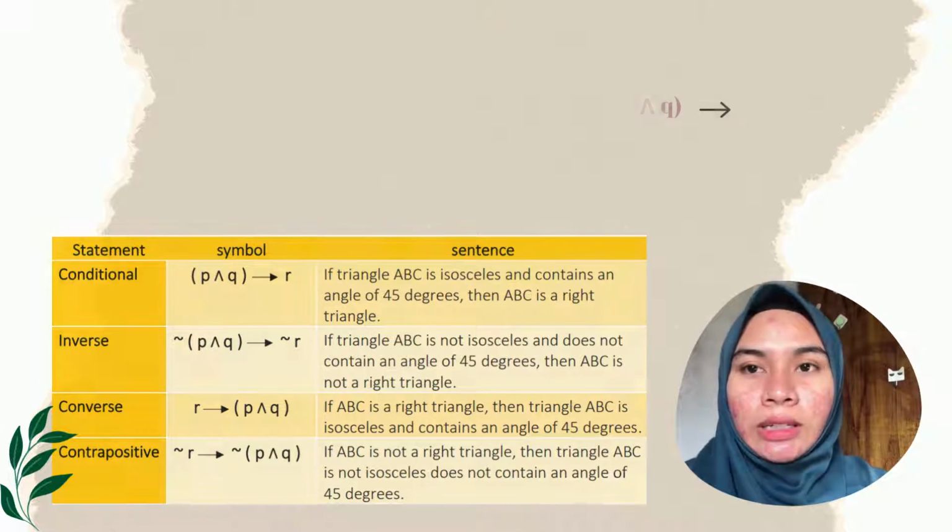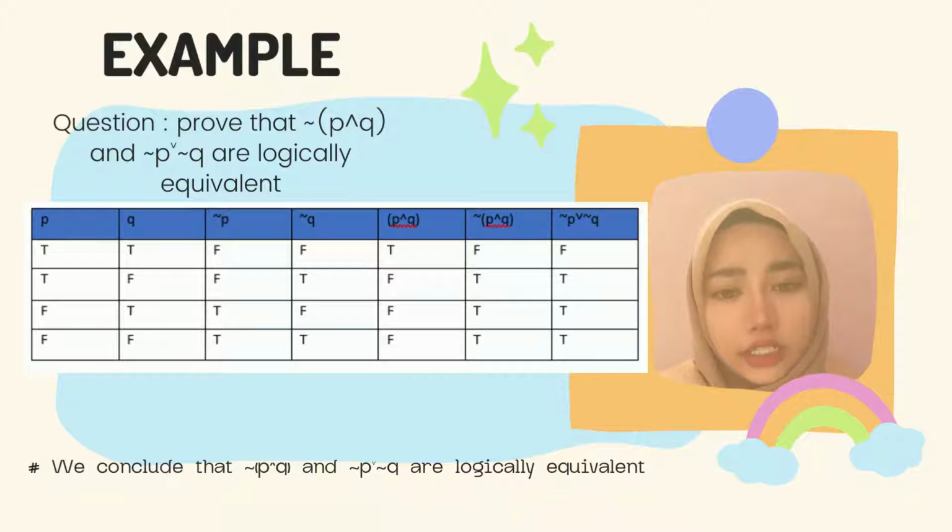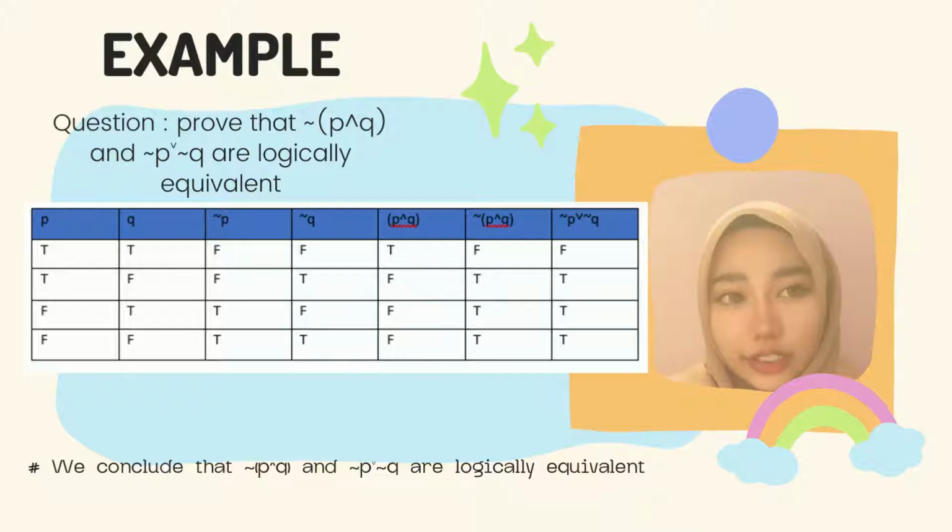For the example question, prove that negation (P and Q) and (negation P or negation Q) are logically equivalent. First, we need to do the truth table to see whether they are identical or not. After that, we can observe that the true values for the columns negation (P and Q) and (negation P or negation Q) are identical. So we can conclude that they are logically equivalent.